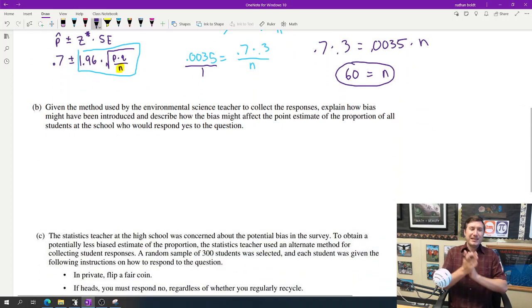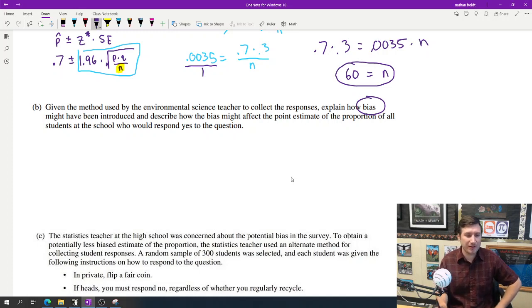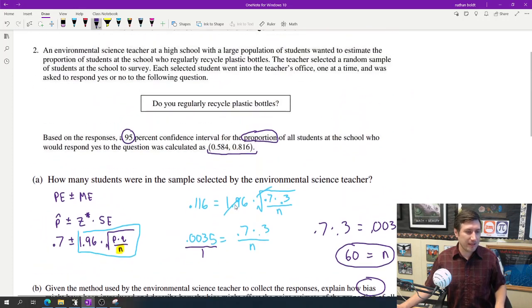Part B. Given the method used by the environmental science teacher to collect the responses, explain how bias might have been introduced and describe how the bias might affect the point estimate of the proportion of all students at the school who would respond yes to the question. So what was wrong with this environmental science teacher's method? Well, let's go back up and take a look at his method.